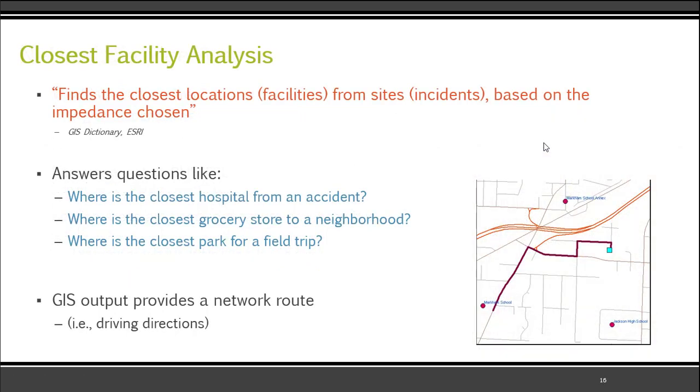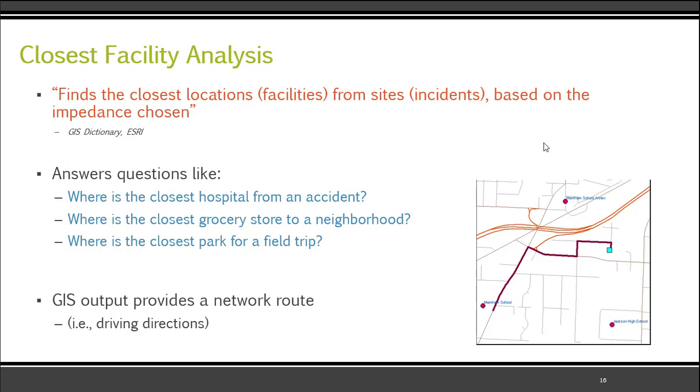All right, so let's talk about the closest facility analysis within the network tools. This is going to find the closest locations, which are facilities, from sites, which are termed incidents, based on the impedance chosen. Again, remember, impedance is either distance or time and the amount of that. So some questions you can ask are, what is the closest hospital from an accident? The accident would be the incident. The hospital would be the facility. So if you had a data set of hospitals and you knew the location of an accident, you could very quickly identify which hospital is closest based upon your network route.